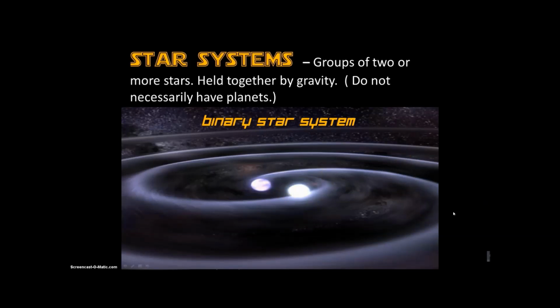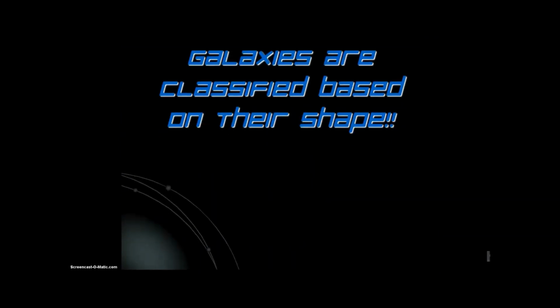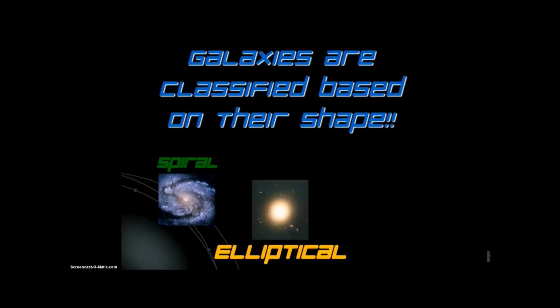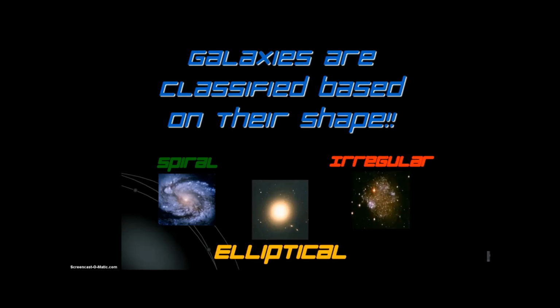Okay, so let's back up to galaxies. We've talked about the universe. That's the largest component. We've talked about galaxies, the next one down. The universe contains galaxies. The galaxies then contain solar systems and star systems. And now I want to talk about specific characteristics of galaxies. Galaxies are quite simply classified by their shape. There are three types that you need to know.